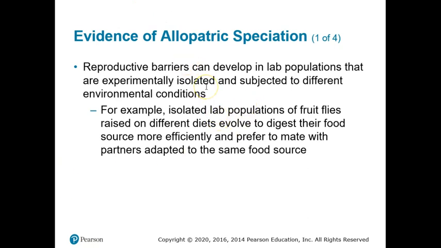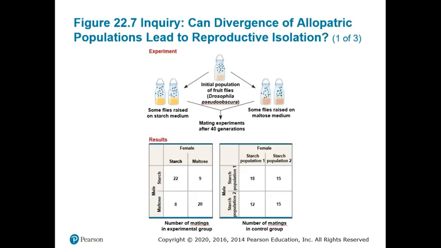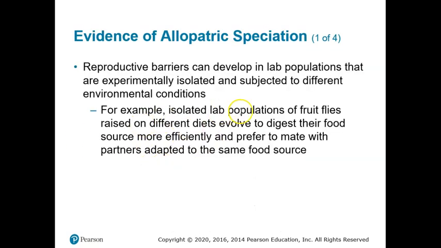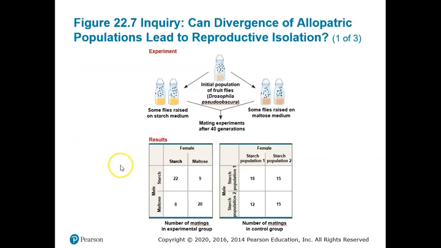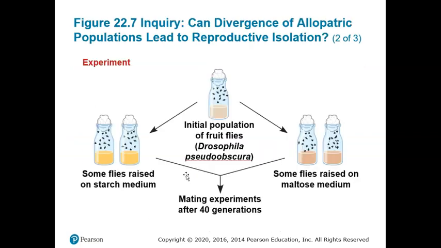Reproductive barriers can develop in lab populations that are isolated. So for example, this picture right here, starch versus maltose. An initial population of fruit flies, mating experiments afterwards. And so what these mating experiments showed is that flies raised on different diets evolved to digest their food source more efficiently and prefer to mate with partners adapted to the same food source. And so you can walk through that data right there.